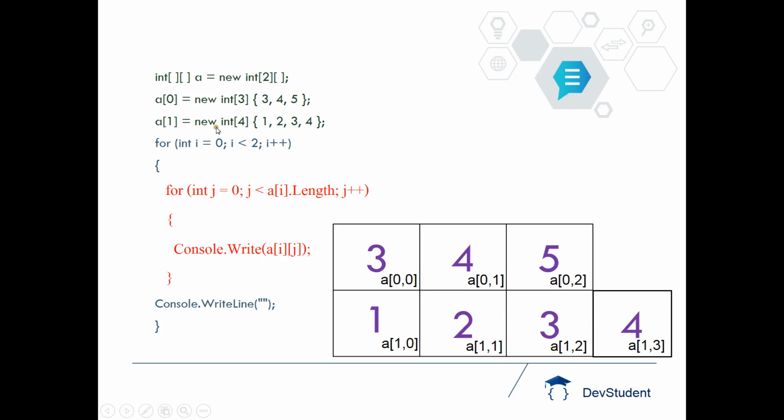Next, a of 1 equal to new int of 4. 4 values 1, 2, 3, 4 can be given here. So this is how we assign values to a jagged array, where for every row you can mention the column numbers, and you can assign some values to that.